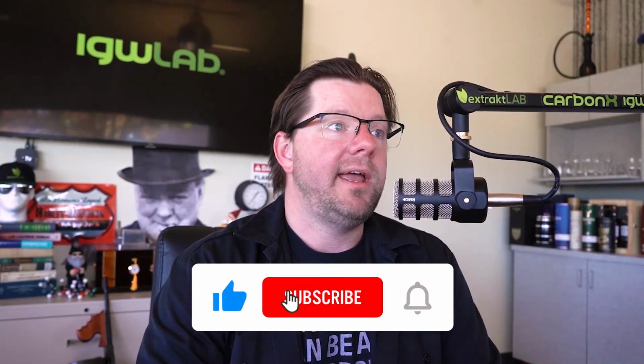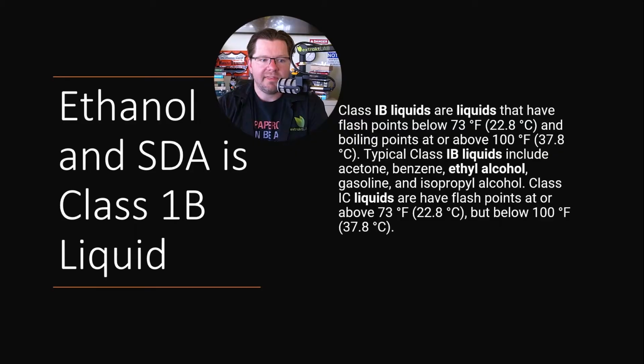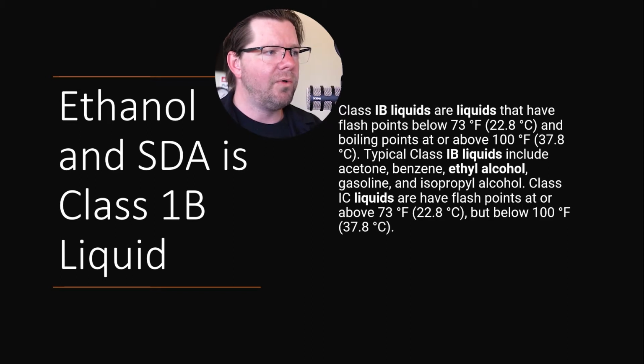One thing to note when you are starting an ethanol or a CO2 extraction facility is that the solvent you choose will have a huge impact on the requirements for your production facility. So one thing to really think about when you are building your facility is the type of liquid extractant that you're going to have. Ethanol is considered a Class 1B liquid. Class 1B liquids are liquids that have flash points below 73 and boiling points 100 or above in Fahrenheit. Class 1B liquids include ethyl alcohol, for example. It's really important that you know the class of your liquid, so you can understand what the requirements are for your facility that come out of that.